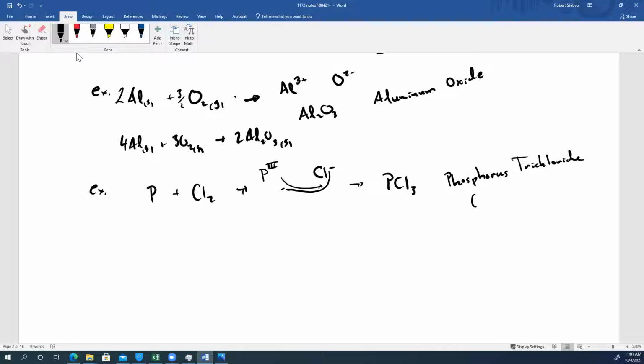Or sometimes, now this is not according to our rules, but sometimes you'll see it like this: phosphorus(III) chloride. And so oftentimes it's helpful to know different names for phosphorus trichloride or phosphorus(III) chloride, because you'll encounter those names.